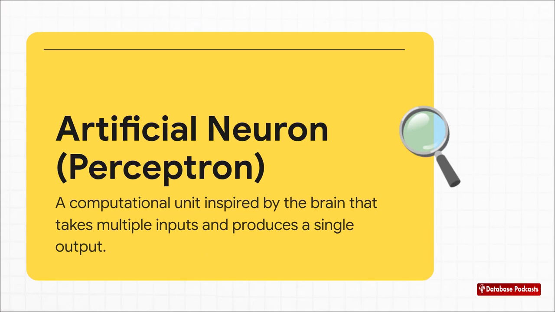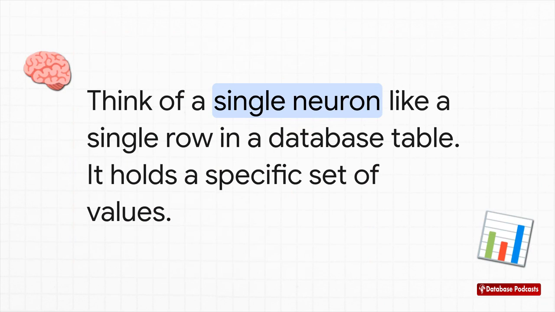So this core unit is called an artificial neuron, or sometimes you'll hear the term perceptron. And the whole idea is actually inspired by the biological neurons in our own brains. Its job is surprisingly simple. It just takes in a bunch of different pieces of information, does a really quick calculation, and then produces one single output.